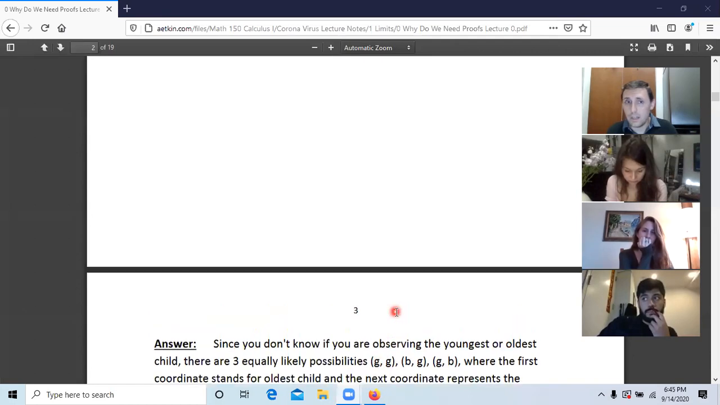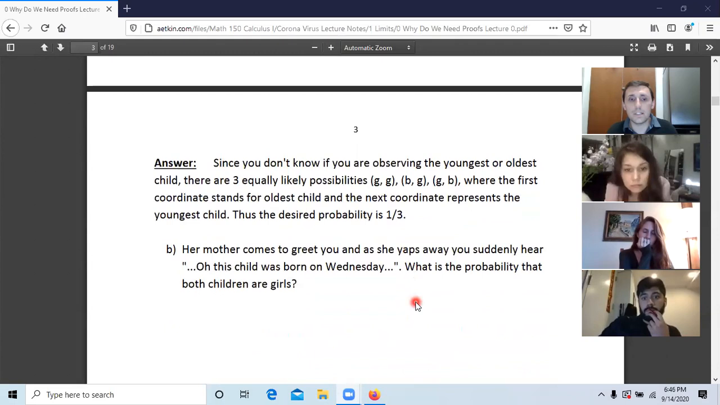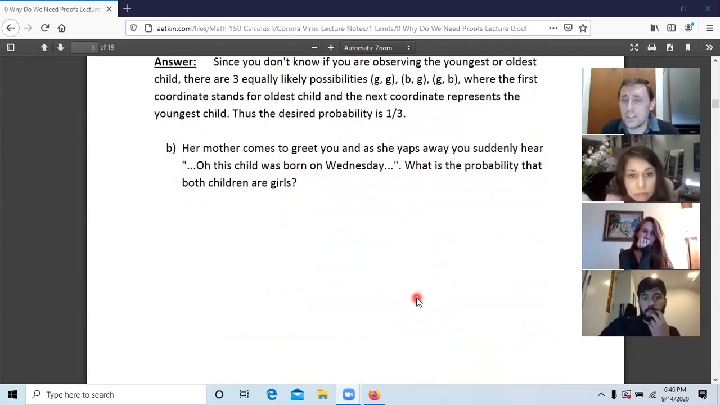Good. Now, next question is this. A mother comes to greet you and she starts yapping around, and then she mentions, by the way, this child you are watching over there, she was born on a Wednesday, on some Wednesday. What's the probability that both children are girls? That's Kazim. Kazim might be an answer to your question. Let's see. What's the probability that both are girls?